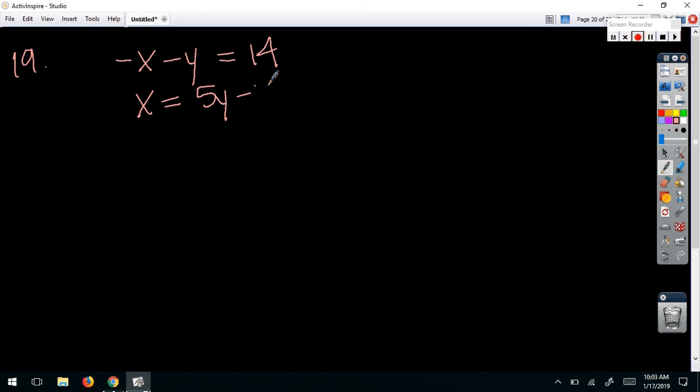I'm looking at number 19. This is on your homework, so make sure you copy it because it's one done for you. -x minus y equals 14. x equals 5y minus 38. I'm doing a hard one with you, so you don't have to.